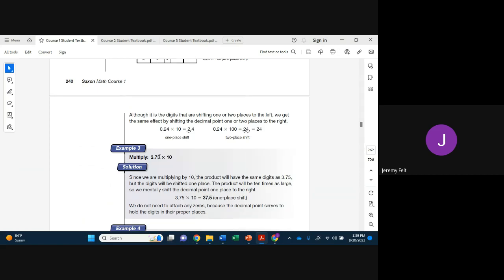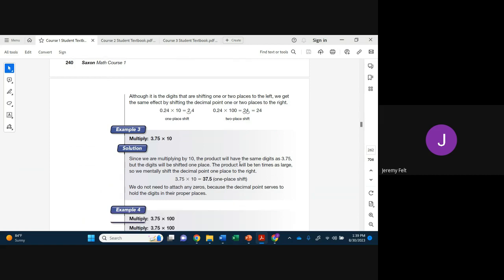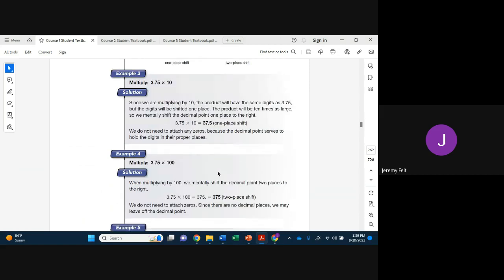So if I have 3.75 times 10, well, there's 1 zero, which means I'm going to move the decimal place 1 to the right. So then it's going to become 37.5. Okay, same number times 100. Well, 2 zeros, so I move it 2 places to the right. So I get 375.